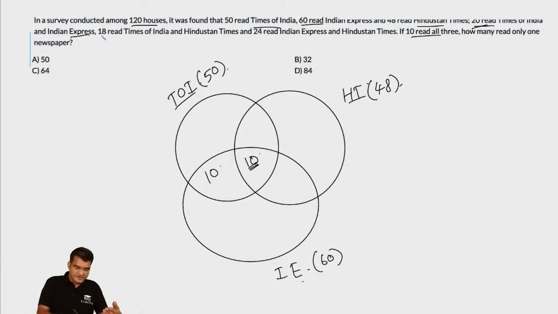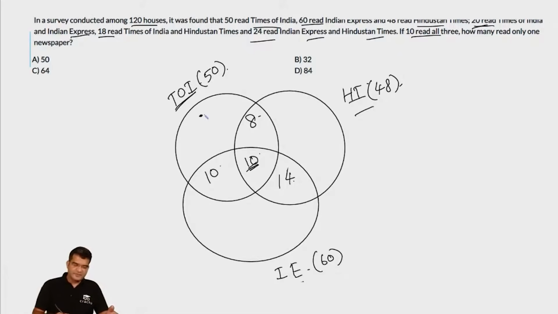Similarly, if you are looking for the overlap between Times of India and Hindustan Times, we are told that 18 people read Times of India and Hindustan Times. Out of these 18, 10 people read all the 3 newspapers. So, 8 people read only Times of India and Hindustan Times and not Indian Express. Similarly, 24 people read Indian Express and Hindustan Times. So, the number of people who read only Hindustan Times and Indian Express and not Times of India will be 24 minus 10, which is equal to 14.